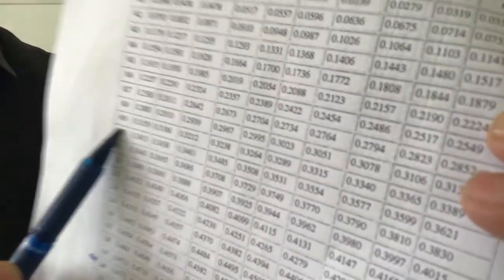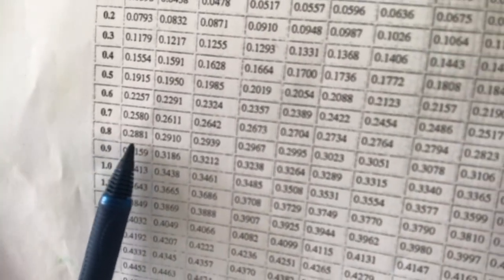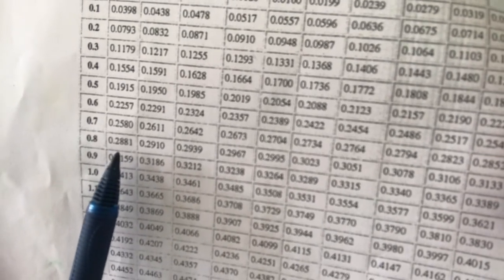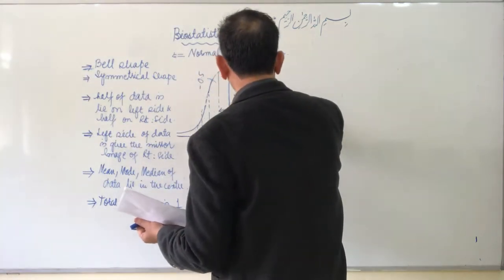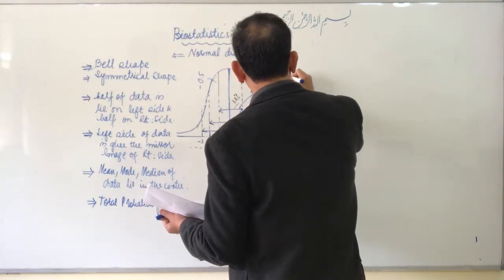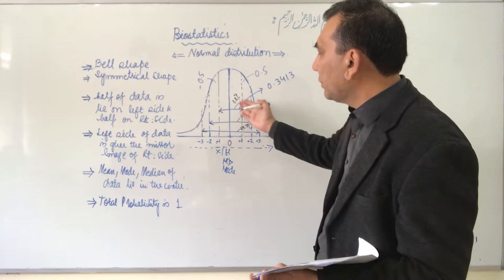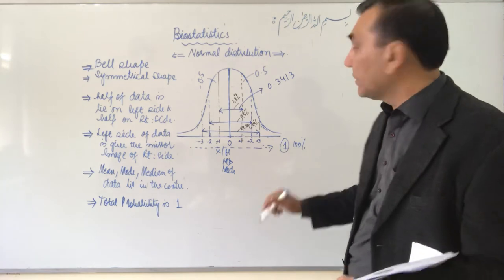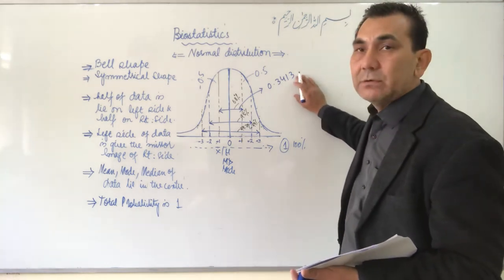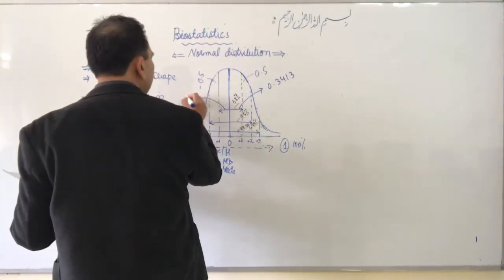Now see, in the row here is a 1, and how much is the proportion written here? 0.3413. For one standard deviation, 0.3413 is the proportion value. 0.3413 is present on the right side, and 0.3413 is present on the left side.